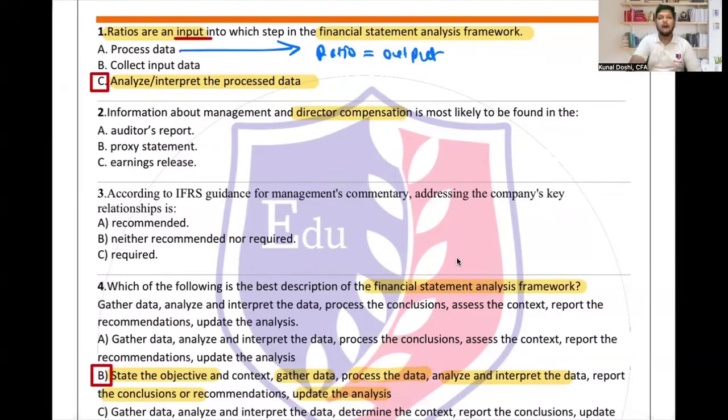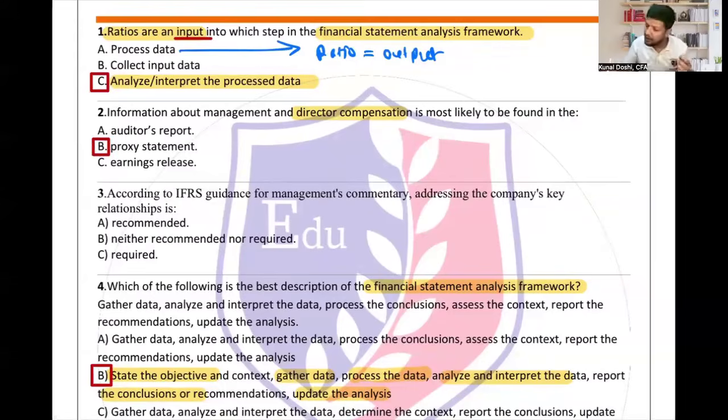Everyone? Yep. Yes. Under which report, everyone? Director's compensation, everyone. ABC, ABC, ABC. Yes, yes. Audit report, proxy statement, earnings release, everyone. Yes, it's in the proxy statement. Remember, the proxy statement is where the voting happens.